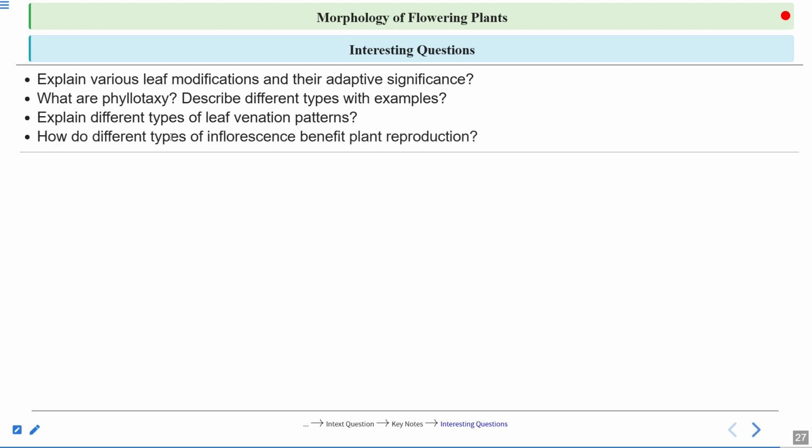And then next question, how do different types of inflorescence benefit plant reproduction? What is the significance of different types of inflorescences? How do they benefit the plant's reproduction? So these are some interesting questions for you. This will enhance your critical thinking ability.